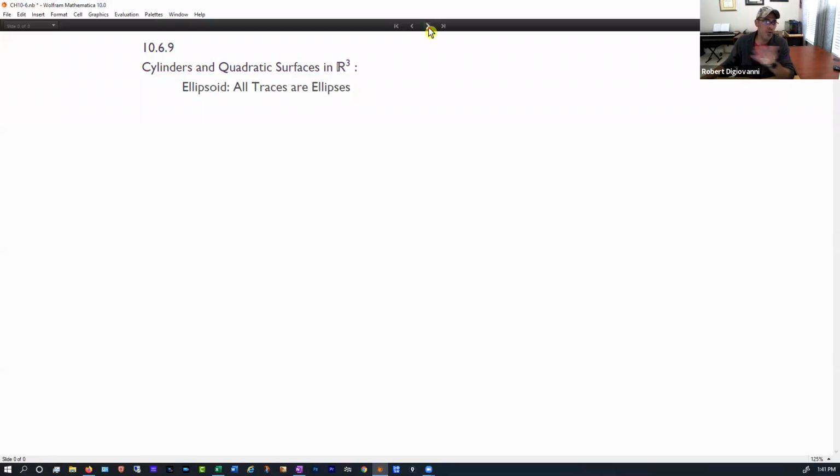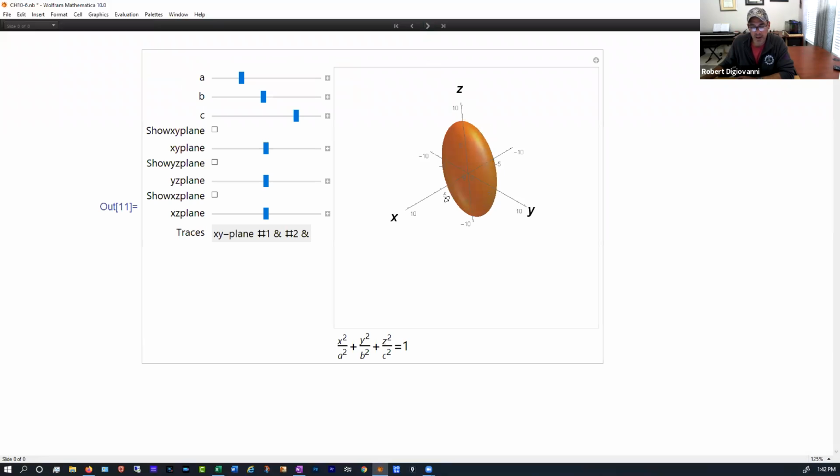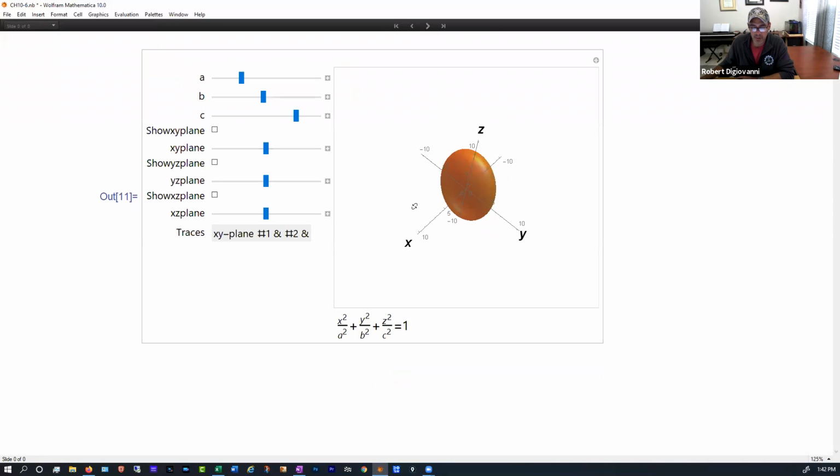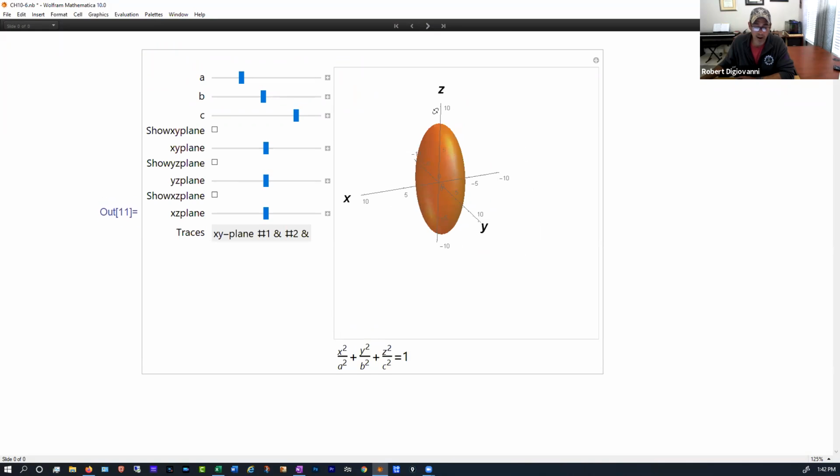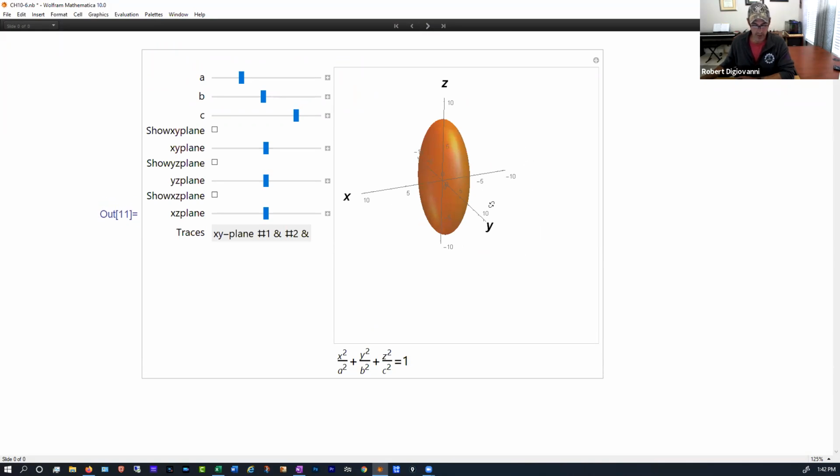Next one, ellipsoid, okay? Anytime you have an ellipsoid, all your traces are ellipses, no matter whether it be the XY plane, YZ plane, XZ plane, doesn't matter which way you cut it, you're always going to have an ellipse. So it's an egg, right? It's just an egg, that's all it is, a three-dimensional egg. Now, how would we know we're looking at an ellipsoid?